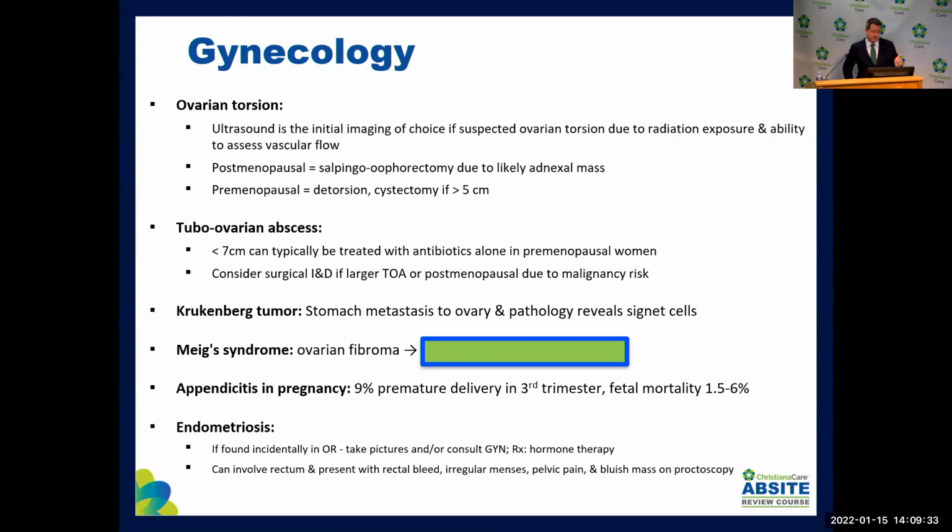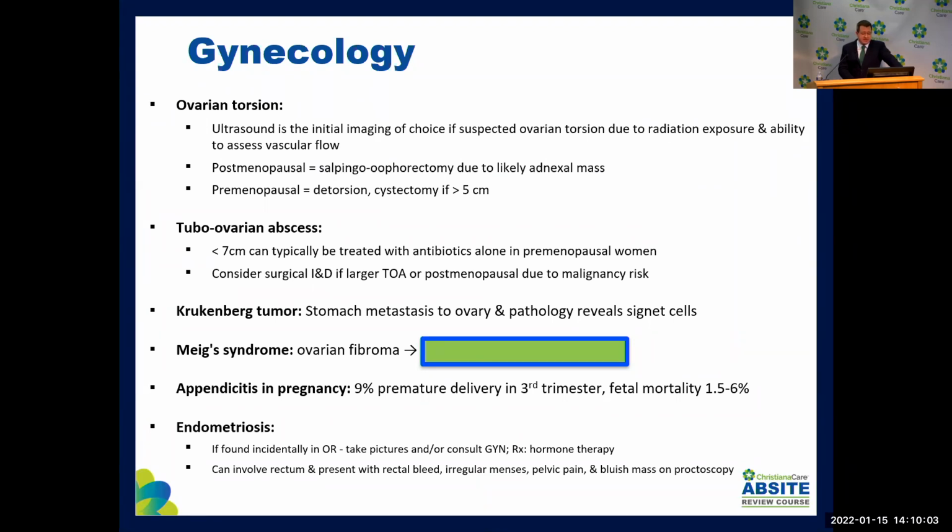Tubo-ovarian abscess, for some reason they actually tested on this one year, and that's why I put it in this slide. Less than 7 centimeters can usually just be treated with antibiotics alone. If it's greater than 7 centimeters, then they usually need percutaneous drainage or surgical drainage. So 7 would be the number to keep in mind. In postmenopausal patients, also think of resection or surgical, at least inspection and drainage, because of the risk of malignancy.